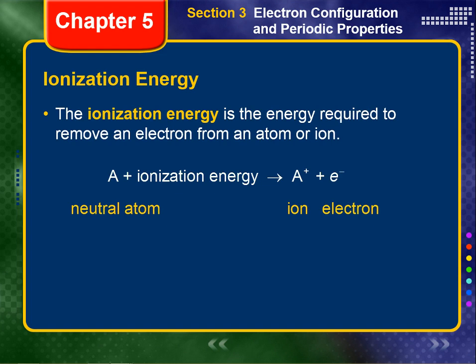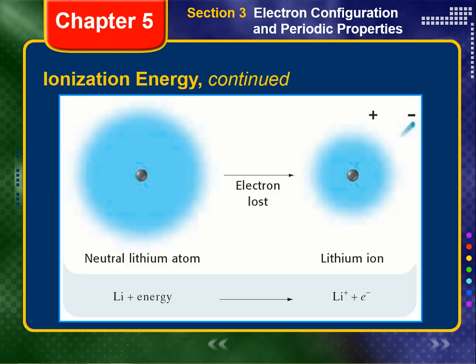The first we're going to start with is ionization energy. The ionization energy is the energy required to remove an electron from an atom or ion. And so we have A representing the neutral atom plus energy, right, the ionization energy. We will form not a neutral atom anymore. We'll have an ion, and we will eject an electron. The electron is gone.